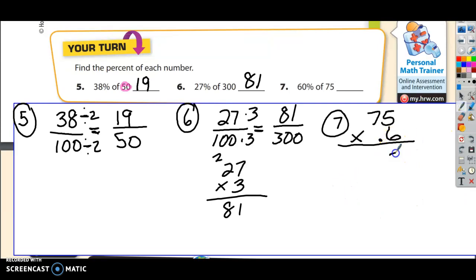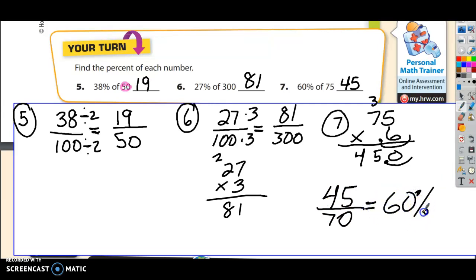6 times 5 is 30. 6 times 7 is 42. Plus 3 is 45. Looks like 450 till I count my decimal, and then it's going to be 45. Put a 45 right here. What I'm going to do is write it like this: 45 out of 75. I think that's equal to 60%.